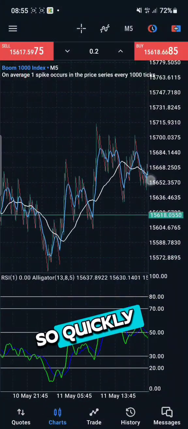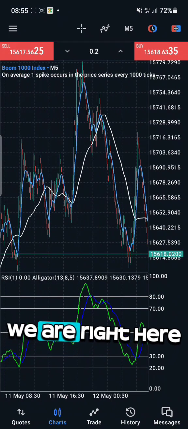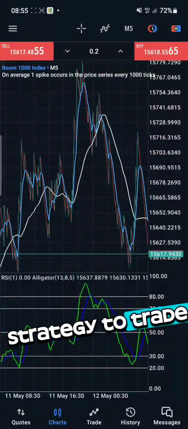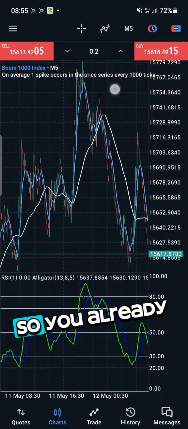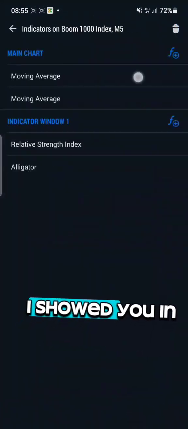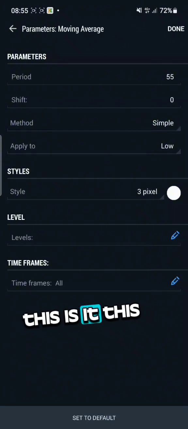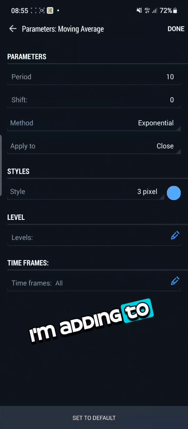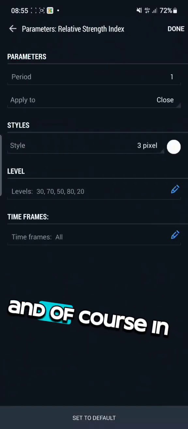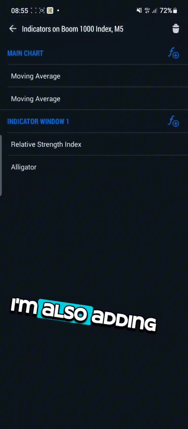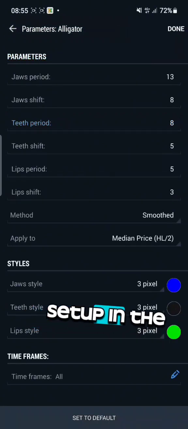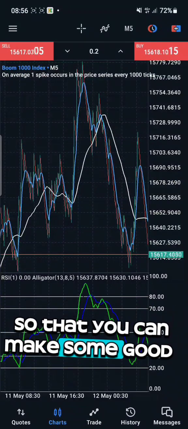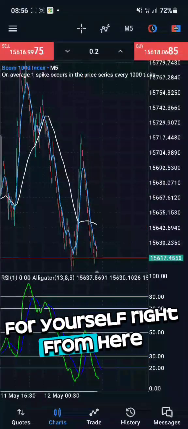Okay, so quickly, let's go straight into what we have right here. Like I said earlier on, we are using this mobile strategy to trade boom and crash. You already know the strategy I showed you in my last video. This is the setup. On the main chart, I have two major indicators, and in the window indicator, I also have two major setups. You can do the same thing on your chart so that you can make some good profit for yourself right from here.